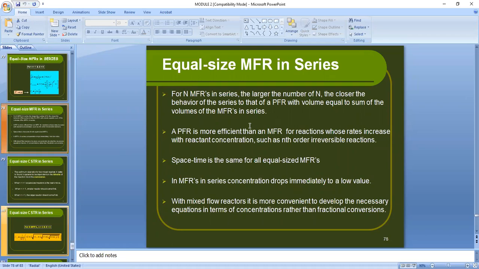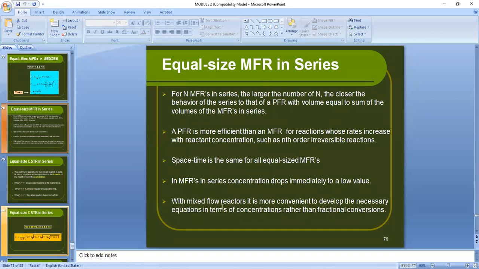The space-time is the same for all equal-sized MFRs. I think this is self-explanatory. Since they are equal-sized, their space-time should also be the same. Then in MFRs in series, the concentration drops immediately to a low value. There is a drastic decrease in the concentration of your reactant A for MFRs in series.